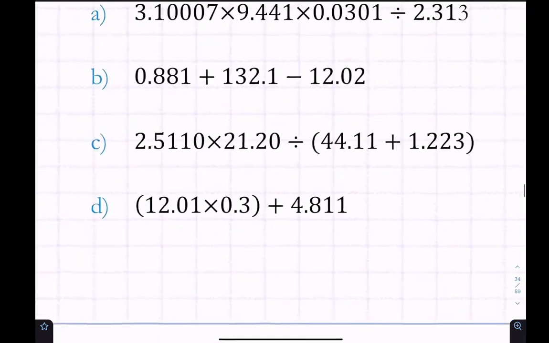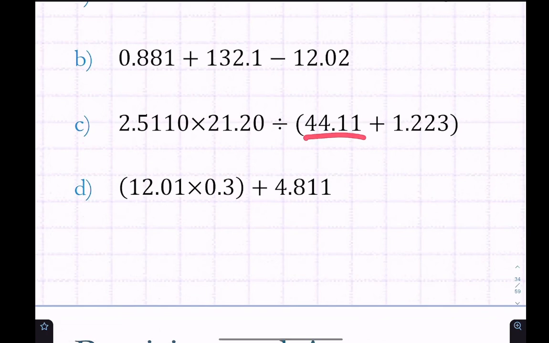And so our first calculation then is going to be the 44.11 plus 1.223. So that's going to be 45.333. Now, we're not done with this calculation yet. So we want to keep all of those numbers, but how many sig figs does this technically have now? Four. All right, so doing addition here, we use the rules for addition and subtraction, smallest number of sig figs. The way I like to do it is I underline what my last significant digit is. So if I was to report just this number, it would be 45.33.